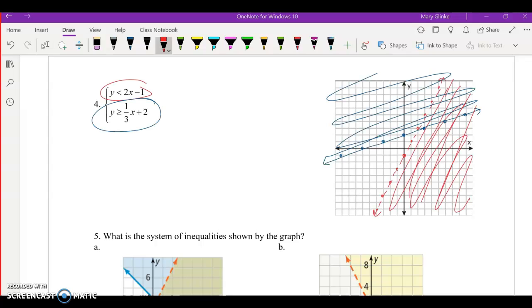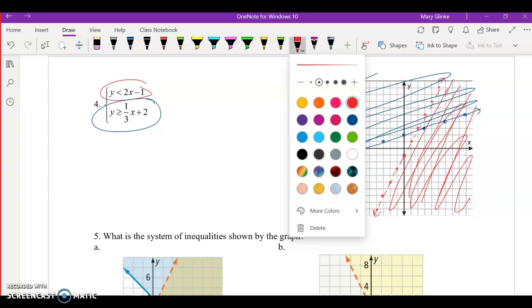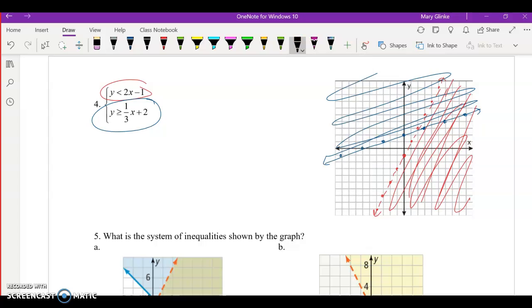Okay, so far you can see that the red line there is a dashed line and it's shaded below. The blue line is a solid line and it's shaded above. And so looking at this, we are looking for where both red and blue are shaded, which is this region right here. This would be my solution set.